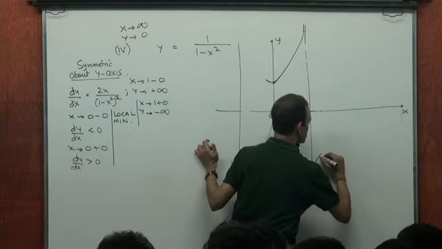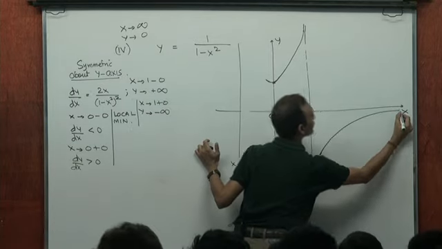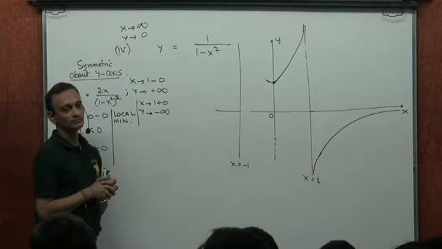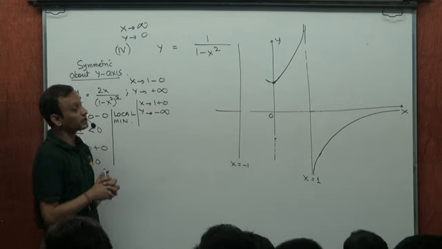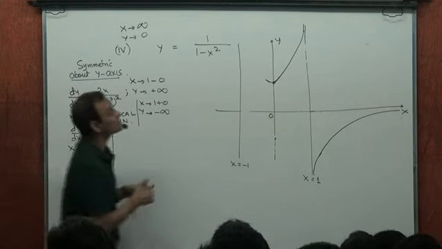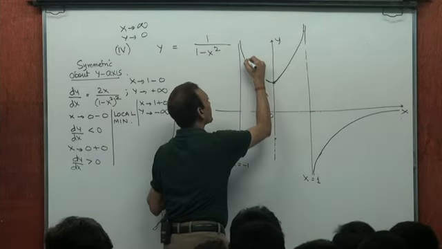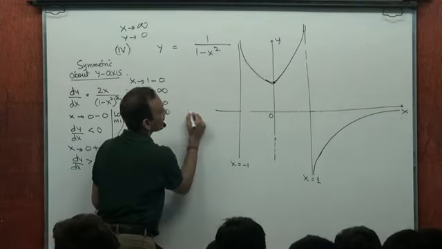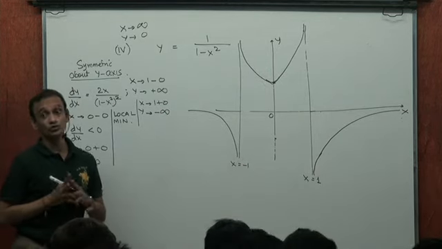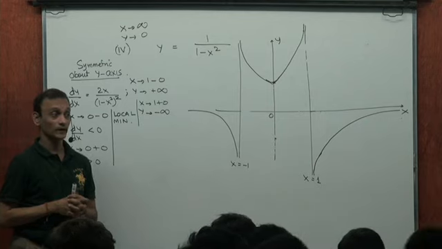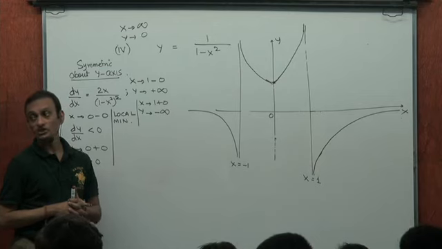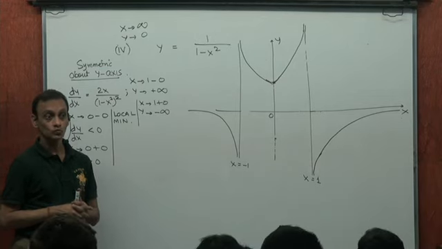Therefore, if you put it all in perspective, this becomes the graph. But it's symmetric about the y-axis, so whatever you have drawn to the right of the y-axis will get reflected about the y-axis, this portion and this portion. This becomes the graph of y equal to 1 by 1 minus x squared. Yes or no?